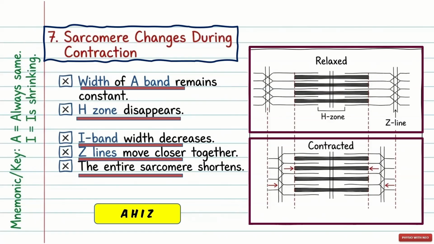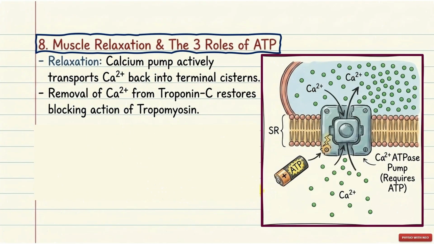Pause the video for 5 seconds and see if you can recall all 4 changes without looking: A band, H zone, I band, and Z lines. If you got them, excellent. Now we know how contraction occurs, but eventually the muscle has to relax, and the relaxation brings us back to calcium and ATP. Now let's understand relaxation.